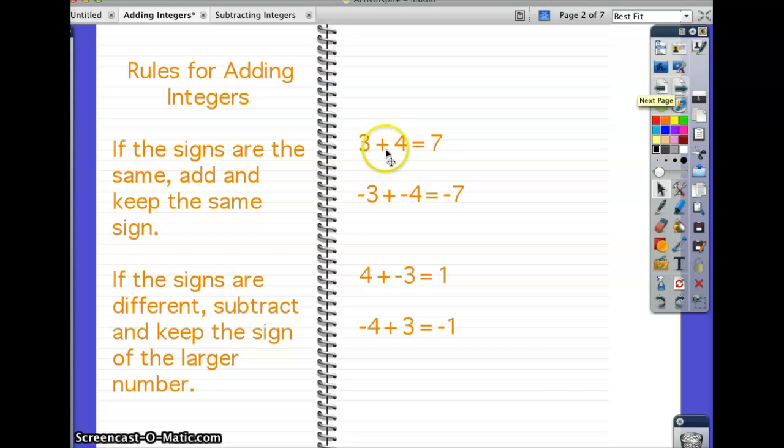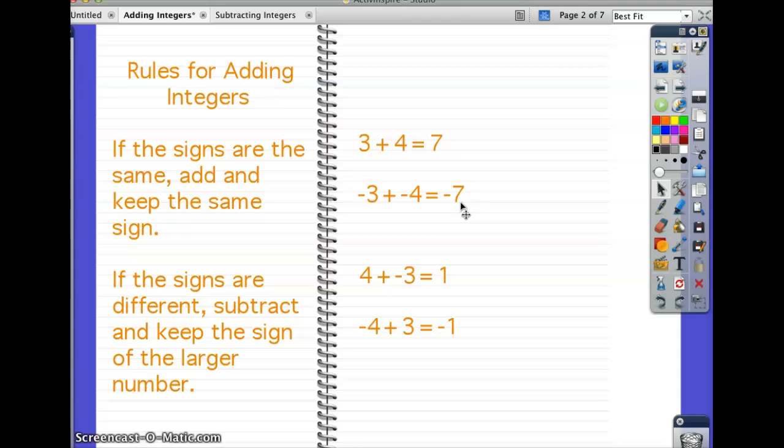So here's a couple of examples. You have 3 plus 4 equals 7. Again, the signs are the same, so you add and keep the same sign. Next, you have a negative 3 and a negative 4. Those signs are the same, so you add, you get 7, and both of them are negative, so your answer is negative 7.